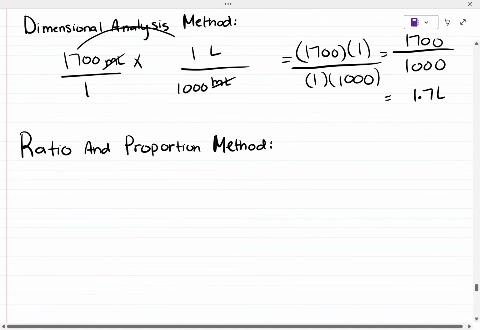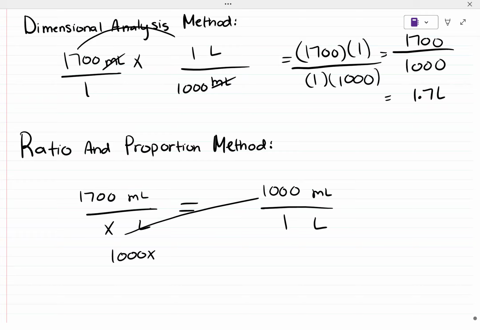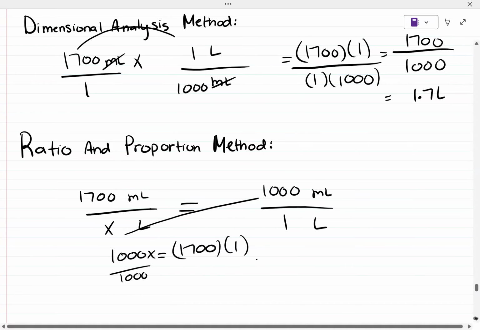Okay, ratio and proportion. So set up like this. You put milliliters on the top and liters on the bottom. So there's 1,700 milliliters, and our unknown is liters. And then we know that for 1 liter, there's 1,000 milliliters. Then go ahead and cross multiply. So that would be 1,000x equals 1,700 times 1. Then divide this by 1,000, and you get 1.7 liters.